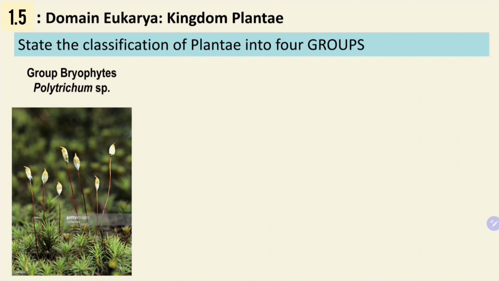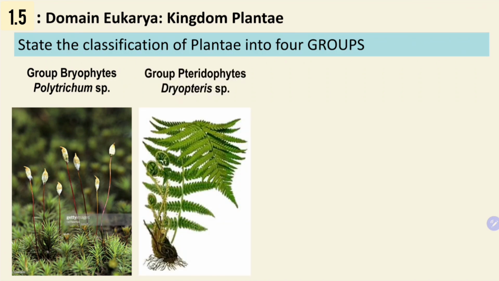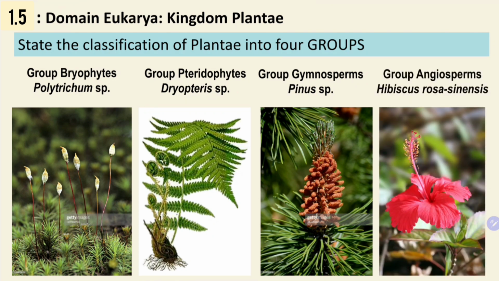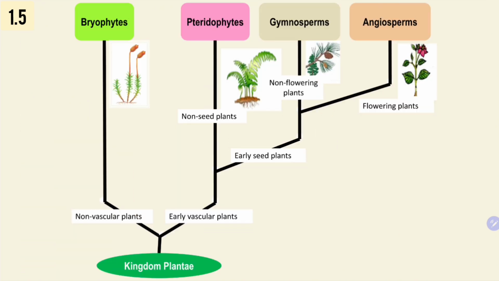So the first one is group Bryophytes, for example Polytrichum. Next is Pteridophyte, which is Bryopteris. Third, Gymnosperms, Pinus species. And then the fourth one, Angiosperms, Hibiscus rosa sinensis. So for each of these groups, awak kena boleh state an example. So macam mana organisms in Plantae divided into 4 groups? So first, kita akan divide organisms in terms of sama ada dia ada ke tak ada vascular tissue.